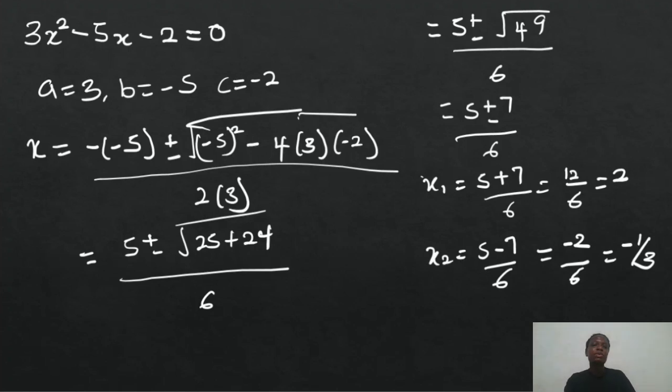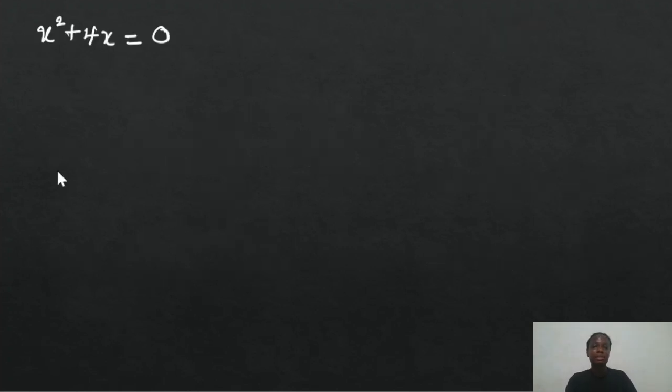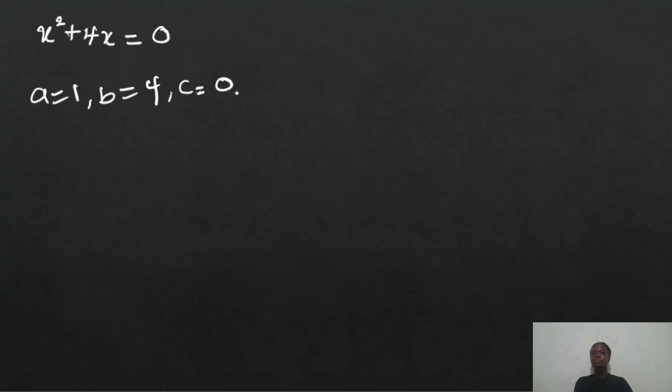Now our last question we are going to solve is x squared plus 4x is equal to 0. You can do this one easily using the method of factorization, but we also want to see how the almighty formula goes about it. From here we can say that a is equal to 1, b is equal to 4, and since there is no constant here, c is equal to 0.